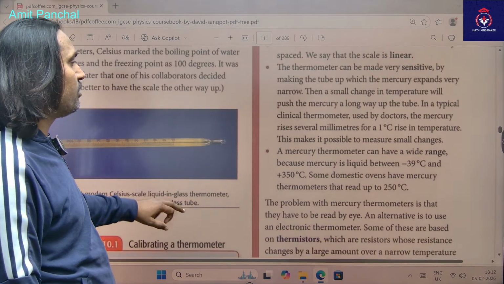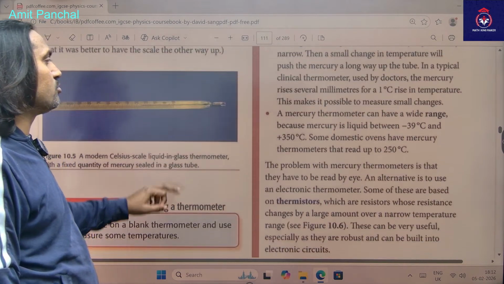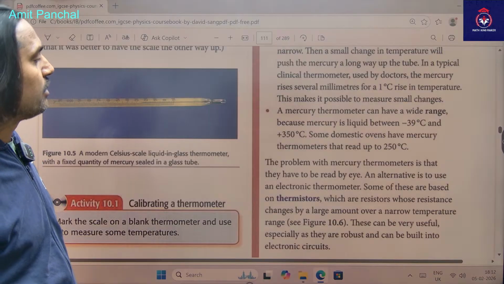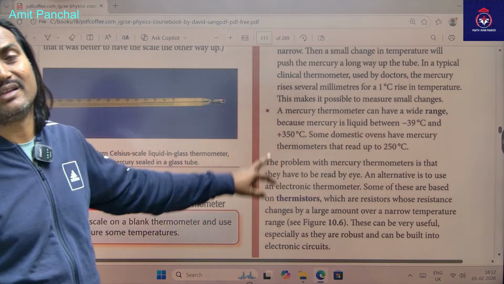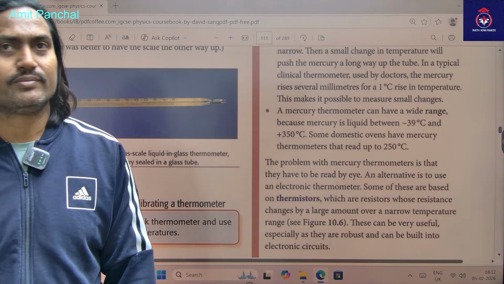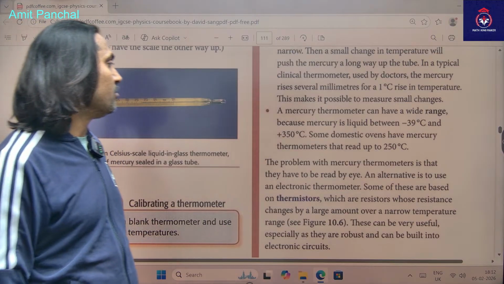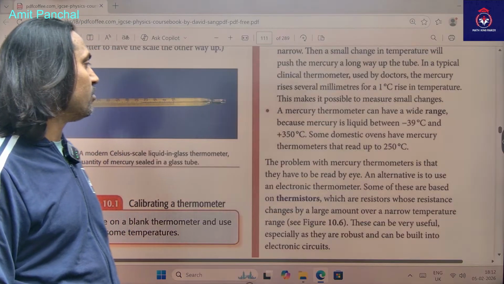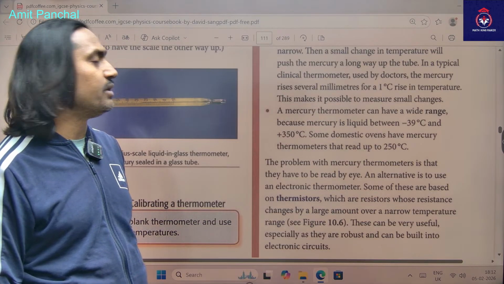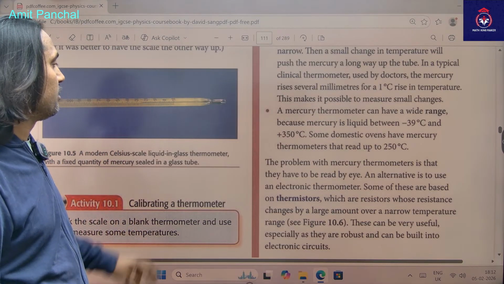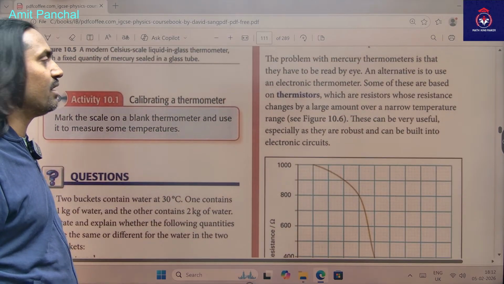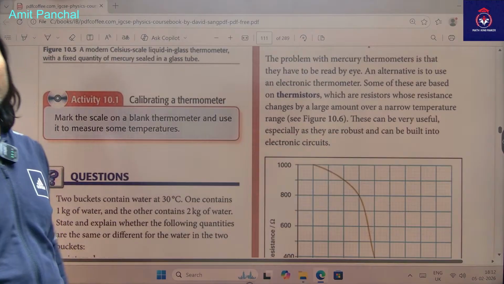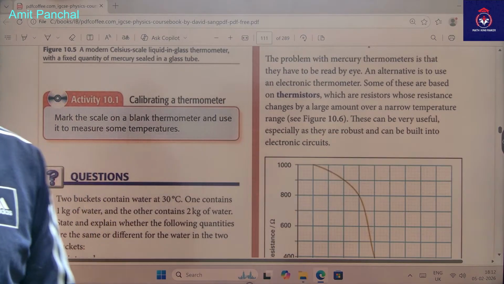A mercury thermometer can have a wide range because mercury is liquid between minus 39 degrees centigrade and 350 degrees centigrade. Some domestic ovens have mercury thermometers that read up to 250 degrees centigrade. The problem with mercury thermometers is that they have to be read by eye. It can't be digital.